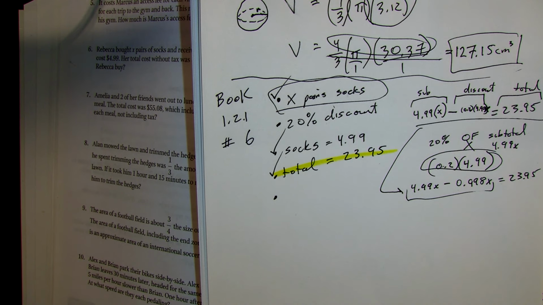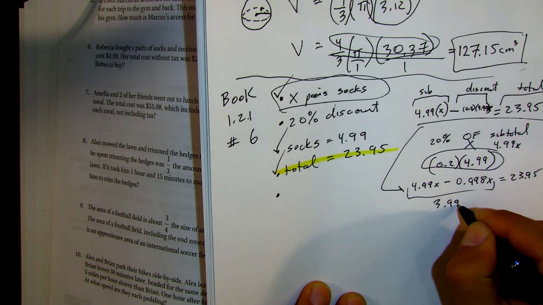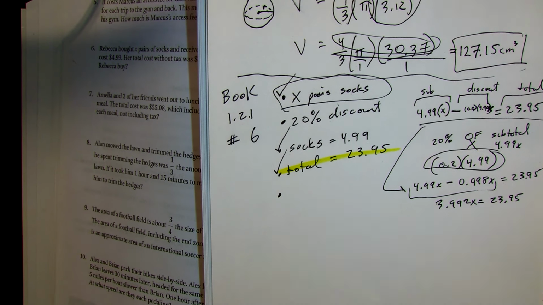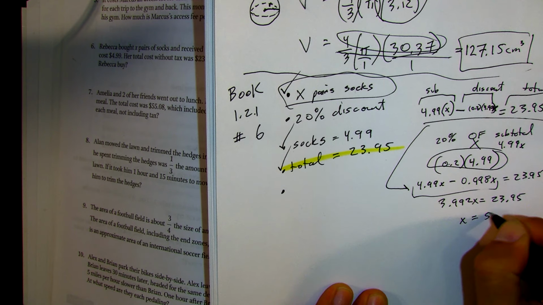I just want to double check that real quick. 0.998. And then we're going to go. So this right here gives us 3.992 x is equal to 23.95. So we just got to divide that 23.95 by 3.992. Yeah, it looks like we get x is 5.999. So we're going to say x is 6. 6 what? 6 pairs of socks.